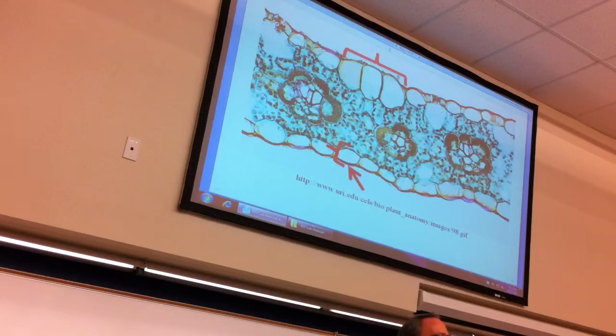Yeah, if it folds in half, the bulliform cells are mostly in the middle. But what about if they're scattered across the whole surface? Then you're going to get this curving and cupping, and so this rolls up. This is the number of bulliform cells.